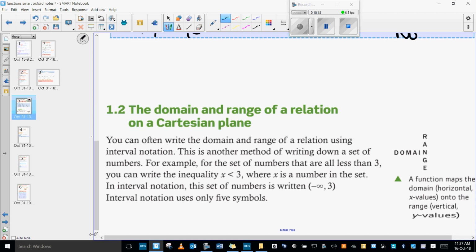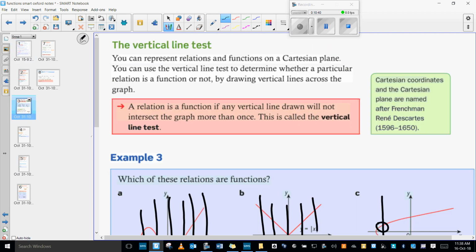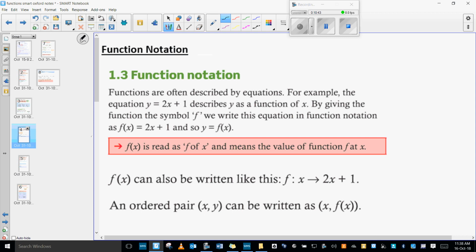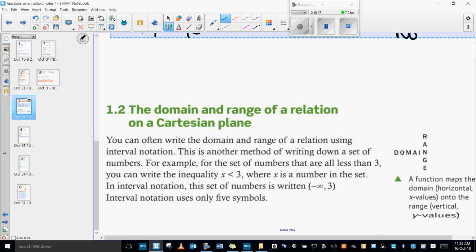What's all this business? Domain and range. You can write domain and range using interval notation. This is going back to this part here. Let's have a look. Where did I get up to? That's talking about stuff like this. A little bit of a repeat.